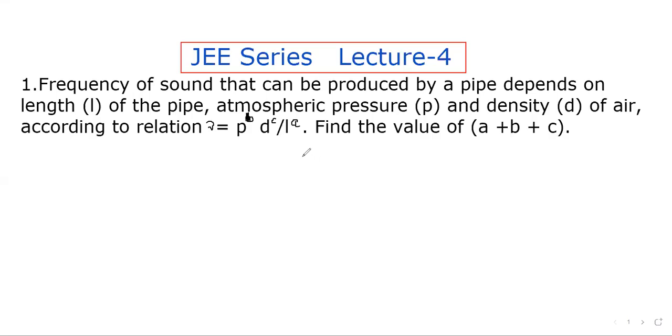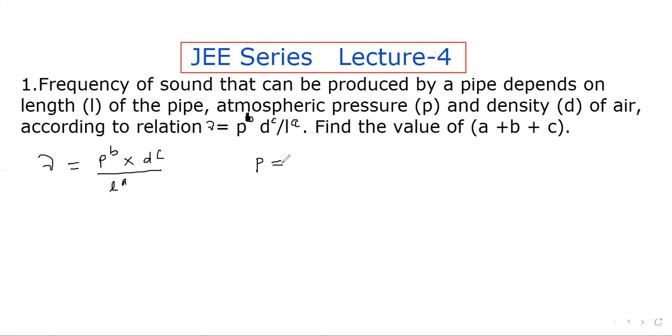JEE Series Lecture number 4. Frequency of sound that can be produced by a pipe depends on length L of pipe, atmospheric pressure P, and density D of air. According to the relation nu equals P^A D^C divided by L^A, find the value of A plus B plus C. So frequency nu is P^B into D^C divided by L^A.